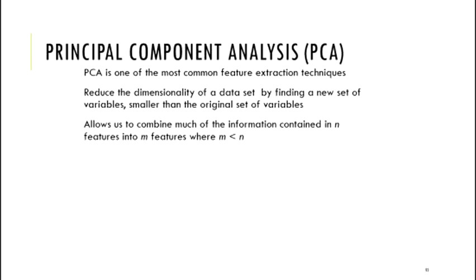Principal component analysis is one of the most common feature extraction techniques. It reduces the dimensionality of dataset by finding a new set of variables smaller than the original set of variables. So what we do is we take the original set and we perform some action on it, generate a new feature set, and this new feature set is smaller than the original one. So it allows us to combine a lot of information contained in the original features M into new features N, where M is much smaller than N.